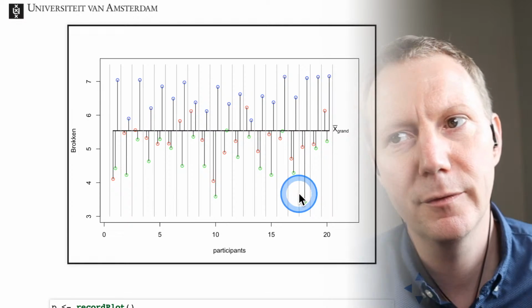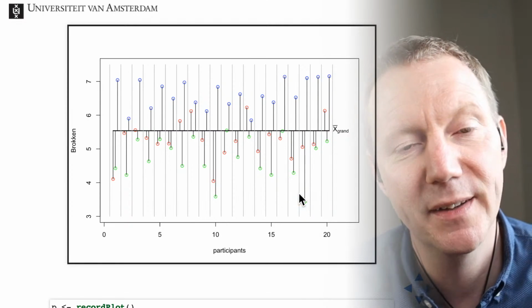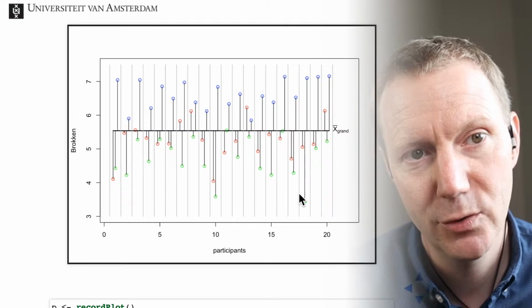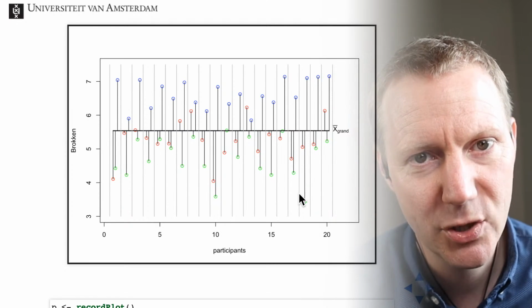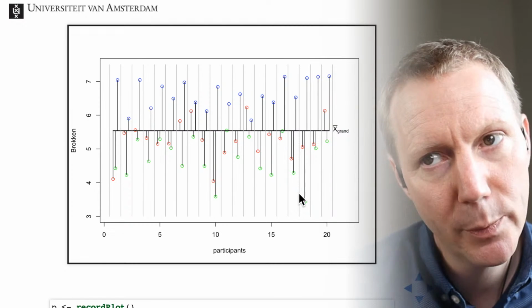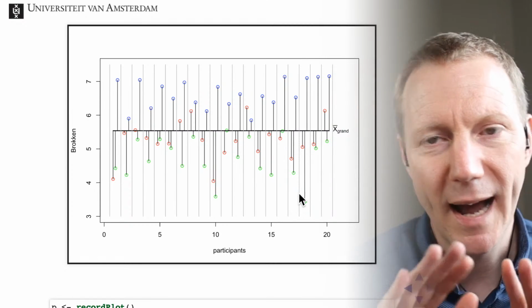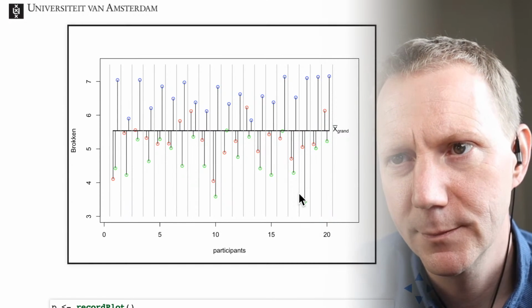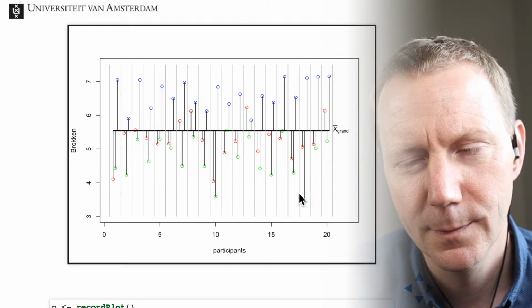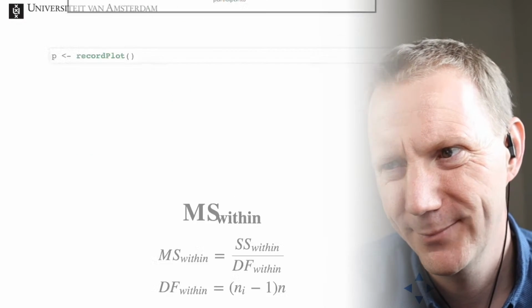So instead of every line representing a separate individual, now because we have a repeated measure, we have multiple observations per person, I group them together. Clear? Yeah. Good.